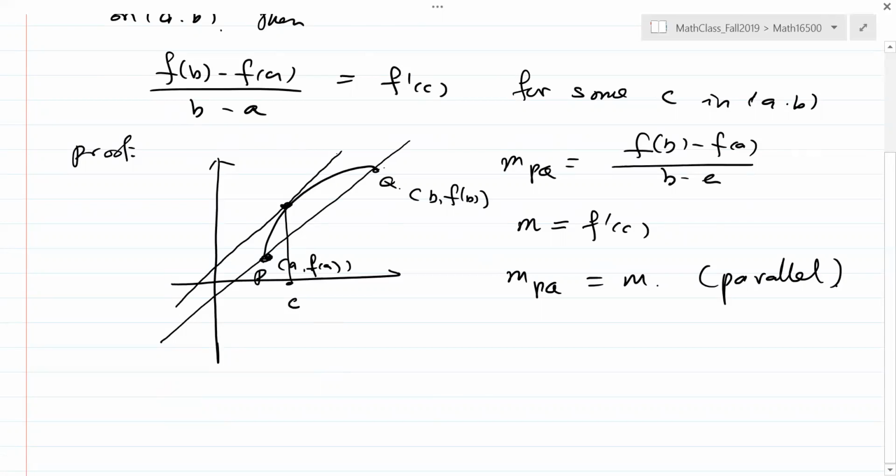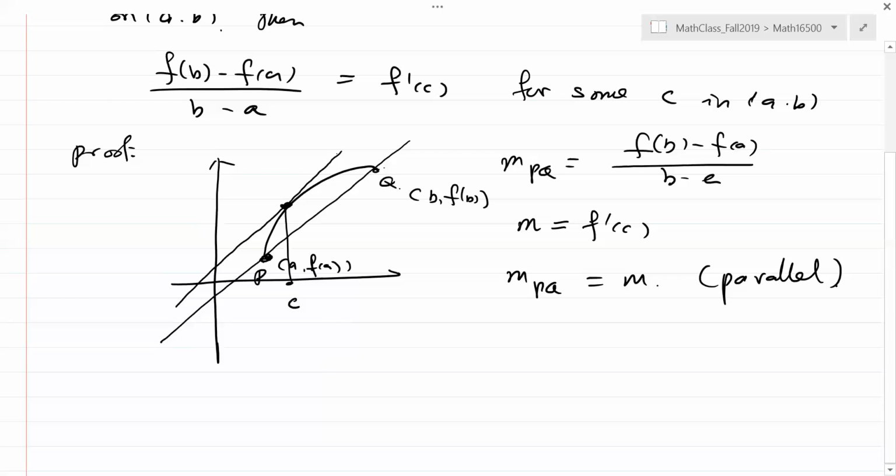But this theorem says that the average speed must be equal to the speed at some point. So if your average speed is 60 miles per hour from Indianapolis to Bloomington, then somewhere your speed must be 60 miles per hour, if you drive continuously and the speed changes continuously. Why? Because if you're always above 60 miles per hour, the average speed would be greater than 60 miles per hour. That's obvious.